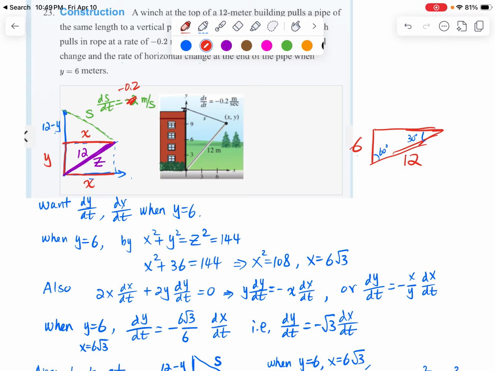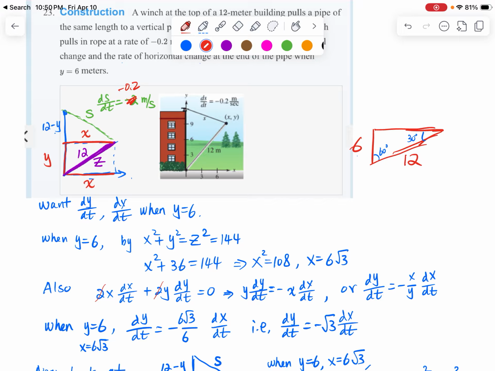And then after that, you definitely can cancel the 2, right? Divide both sides by 2 to get rid of the 2. And then let's solve for dy dt. So subtract x dx dt. So this is what you're going to have. And divide both sides by y. So therefore, dy dt is equal to negative x over y times dx dt.